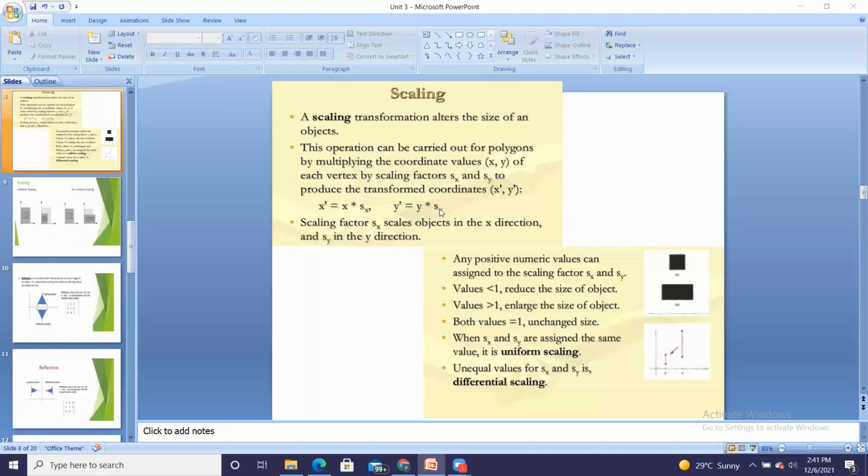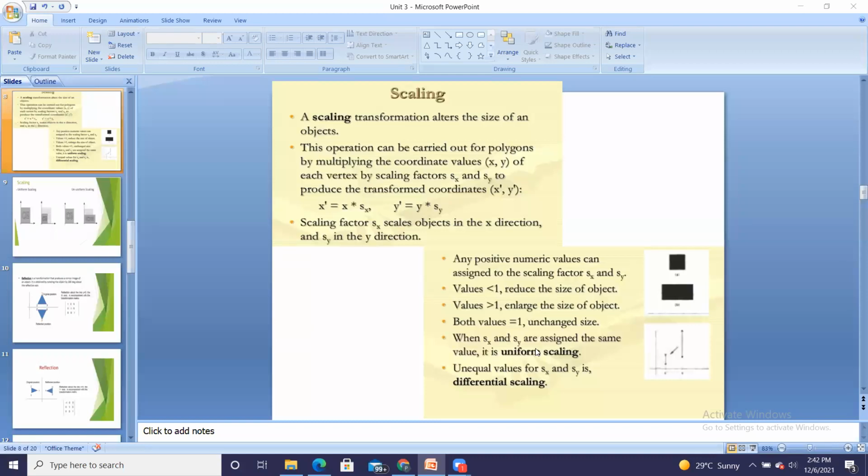If they are multiplied by 1, then there is no change in the original object, so the size of the object is unchanged. Okay. Then there are two more definitions in scaling. It is called uniform scaling and non-uniform scaling, or differential scaling.